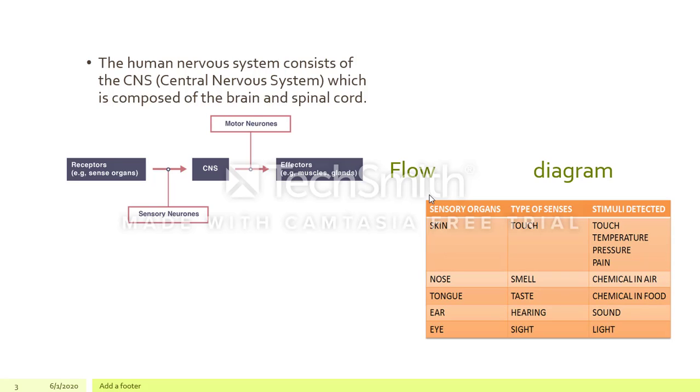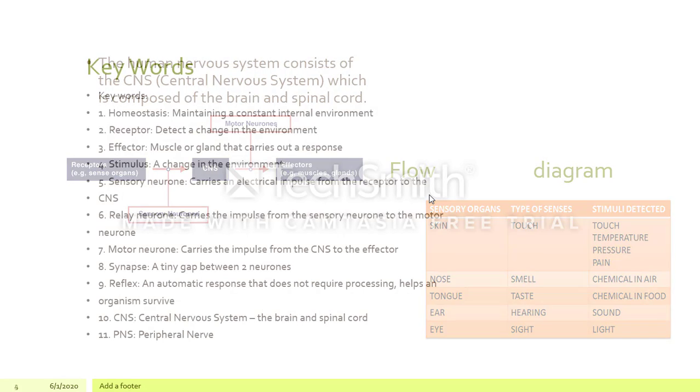So the sensory organs: skin, touch. This is quite straightforward actually, but the thing we need to learn about is the stimuli. The skin is touch, temperature, pressure, and pain. The nose is chemical in air. Tongue is chemical in food. Ear is sound, and eye is light. Also, in the flow diagram, we can see something called sensory neurons and motor neurons. We'll be learning about them as well.